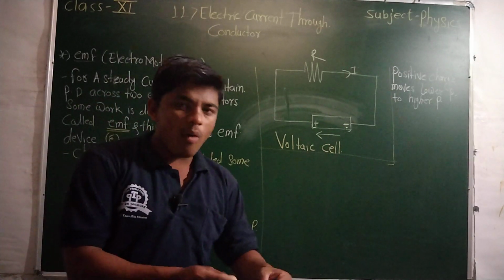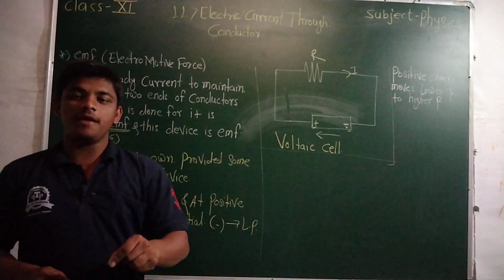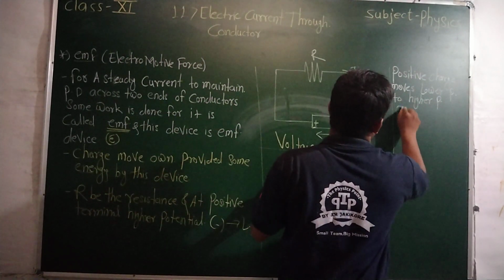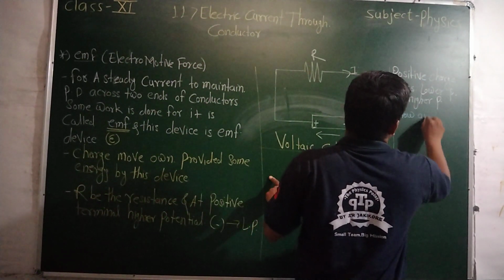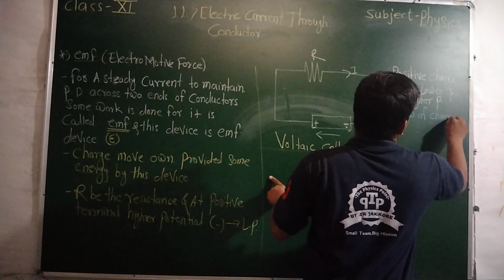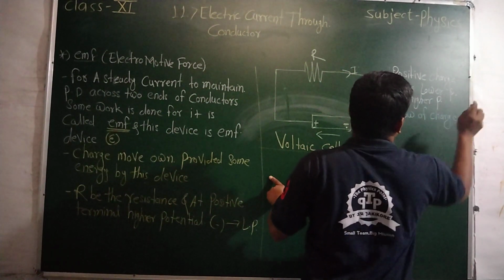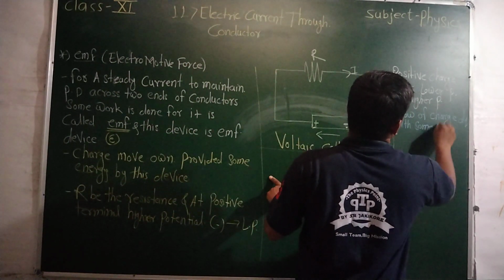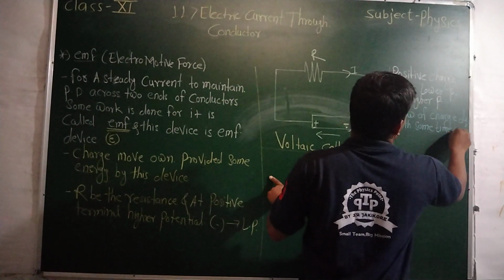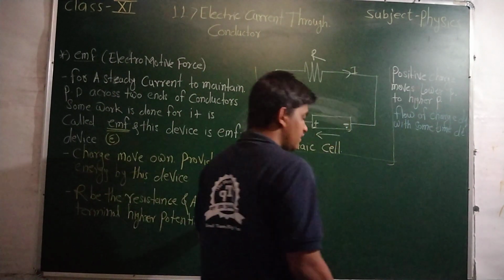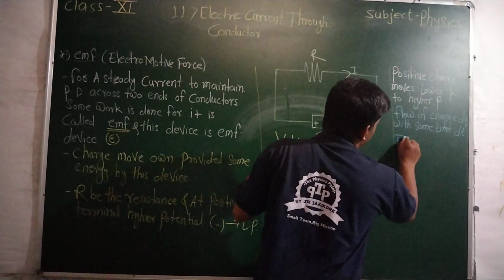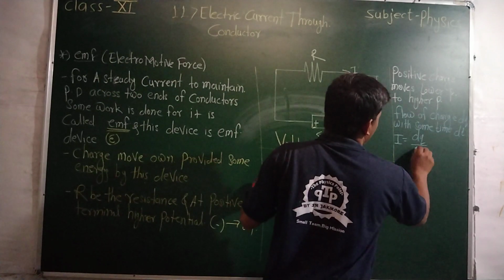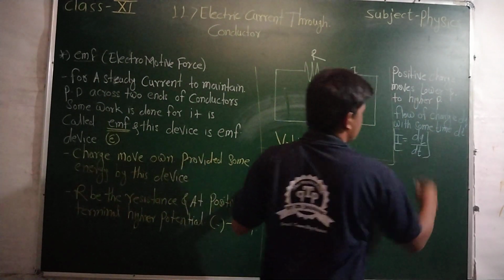Then the flow of charge, that is dq, with some time dt. The current is the rate of flow of charge with respect to time. This is the equation for current.